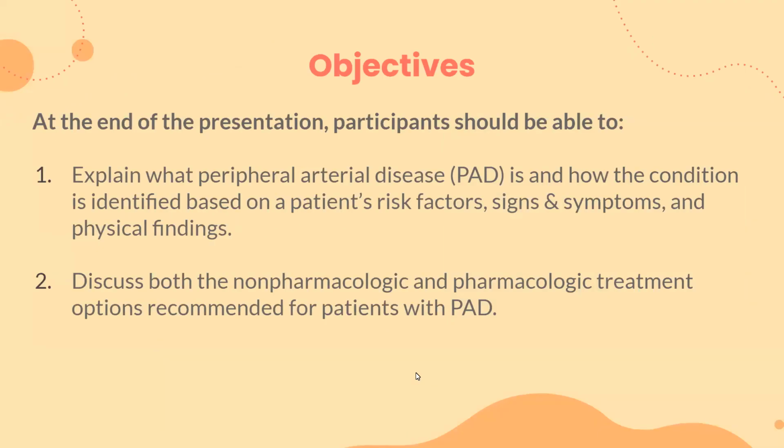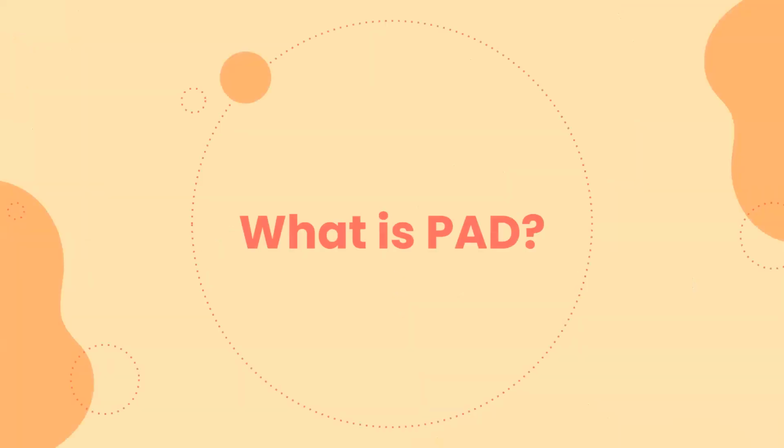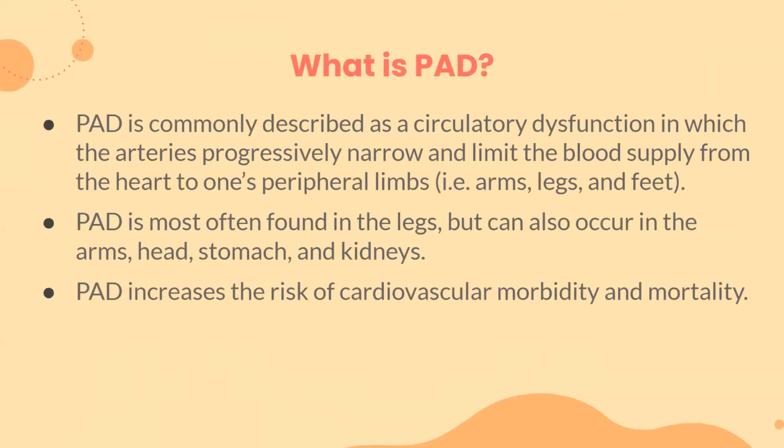So by the end of this presentation, I hope that you'll be able to take away a few key things. The first one being able to explain what peripheral arterial disease is and how the condition is identified based on the patient's risk factors, signs and symptoms, and physical findings. And also, I hope you'll be able to discuss both the pharmacologic and non-pharm treatment options for patients presenting with PAD. So we're first going to begin by discussing what is PAD.